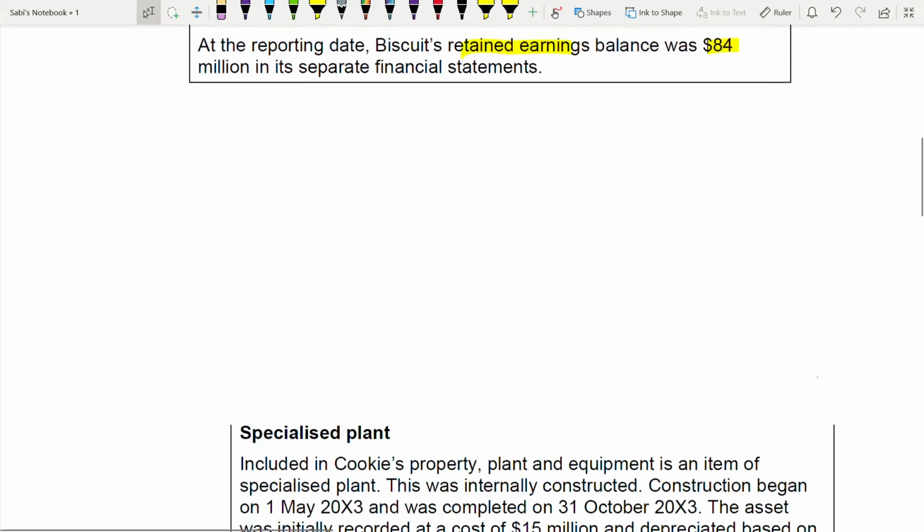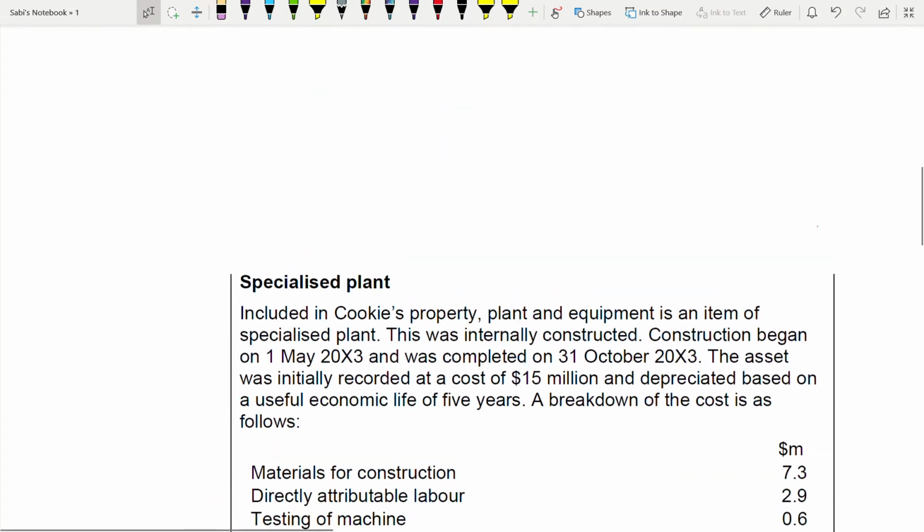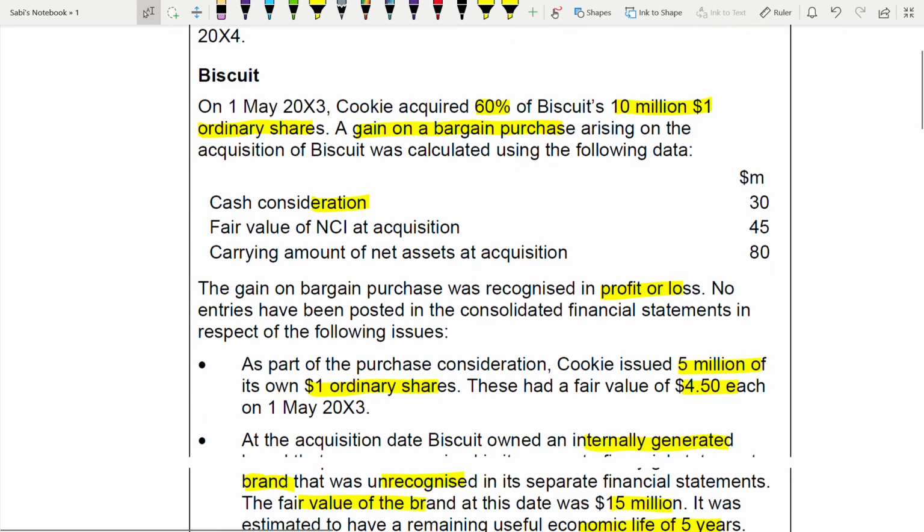What is it? How to correct the error regarding the investment in biscuit. Investment in biscuit is a very broad topic. In this, there could be so many errors. For example, fair value of cash consideration, you have to add the share consideration with it. The carrying amount of net asset might be incorrect. So because of that, your gain on bargain purchase might now be incorrect.